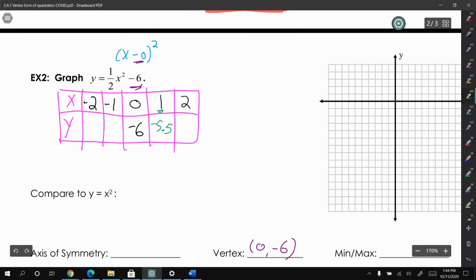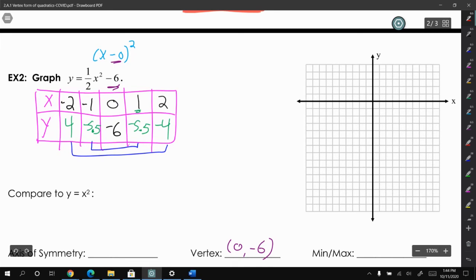That means the y value when I plug in negative 1 is also negative 5.5. When I plug in 2, I get negative 4, which means if I plugged in negative 2, I would get negative 4. So again, these should match, and these should match.